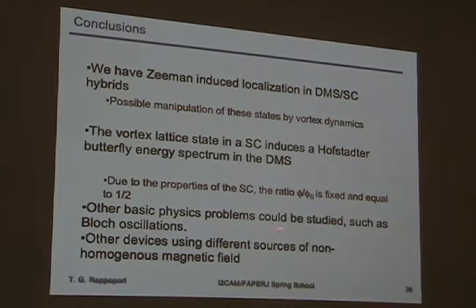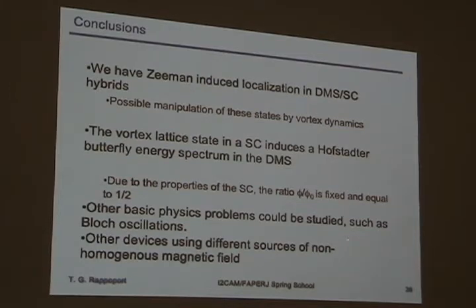Also, an important feature of the system is that in the lattice case, because of the property of the superconductor, we induce a Hofstadter butterfly energy spectrum in the DMS, but with a very interesting property that we always see this 1/2 ratio. In a normal Hofstadter butterfly case, when you change the magnetic field, you always change the flux per unit cell because it depends on the magnetic field. But in this case, it's a very strange situation where you don't change.